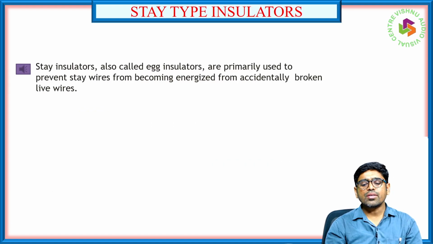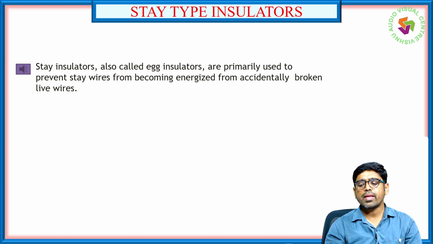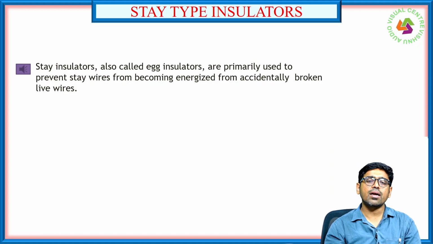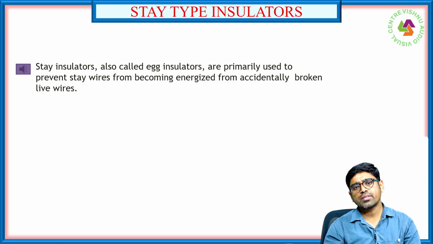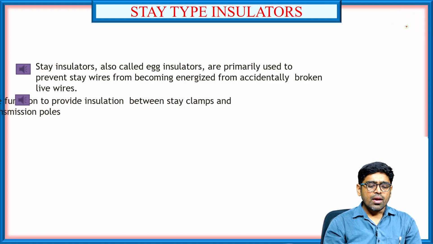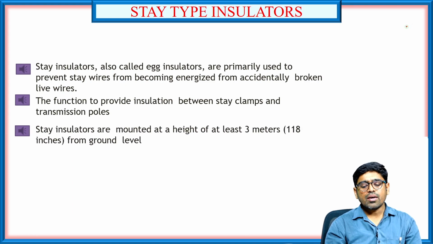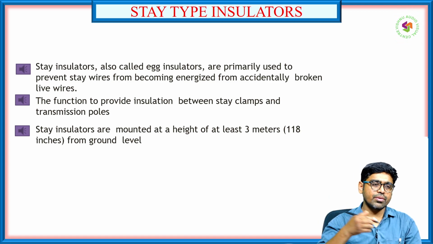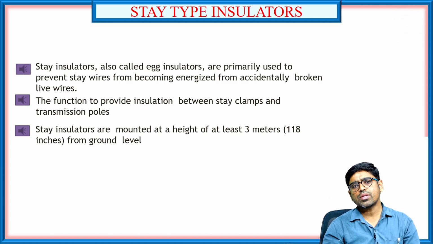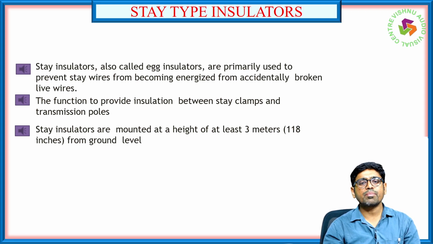Stay insulators, also called egg insulators, are primarily used to prevent the stay wires from becoming energized from accidentally broken line wires. When a pin insulator breaks, there is a possibility of current flowing to this supporting wire. Their function is to provide insulation between the stay clamp and the transmission poles. Stay insulators are mounted at a height of at least 3 meters from ground level, so that people walking near the pole cannot touch them.